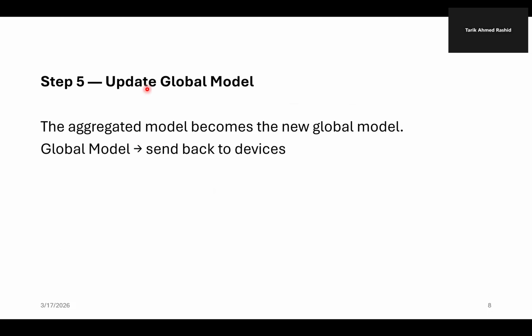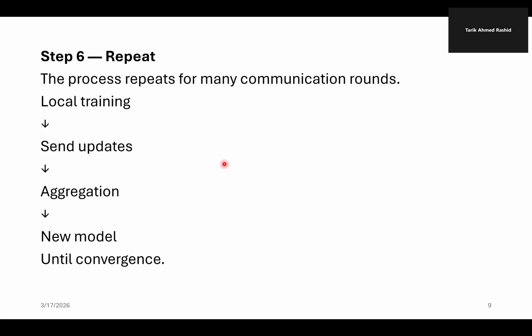Later on, the aggregated model becomes the new global model, and it will be sent back to each device, and the process will be repeated. For example, local training, send updates, aggregate in the server, and then the server sends the aggregated weights to each model, and then the model will do training and send updates, and so on and so forth.